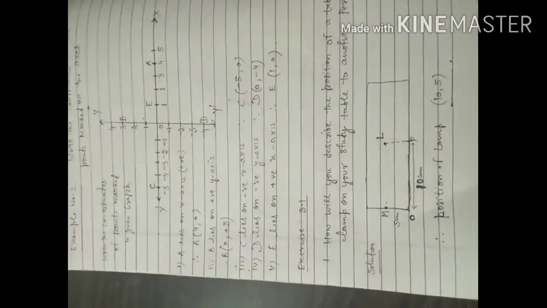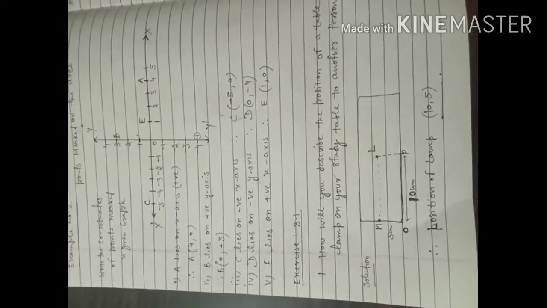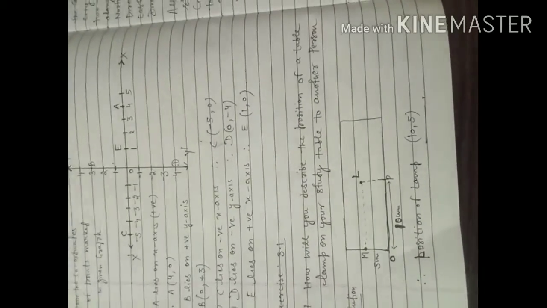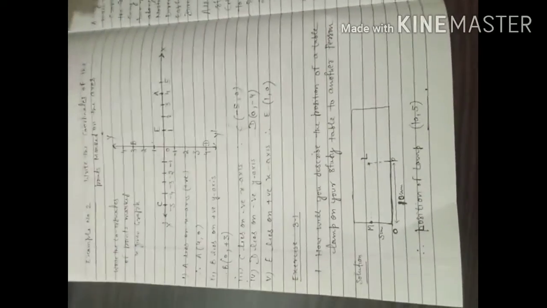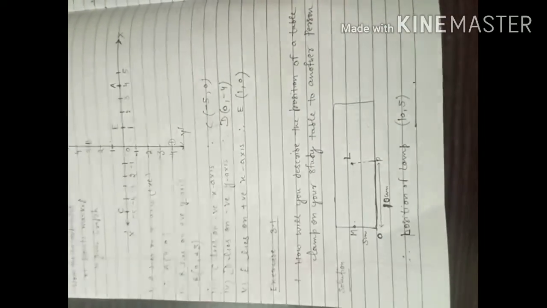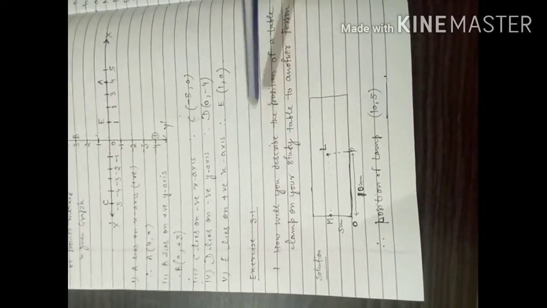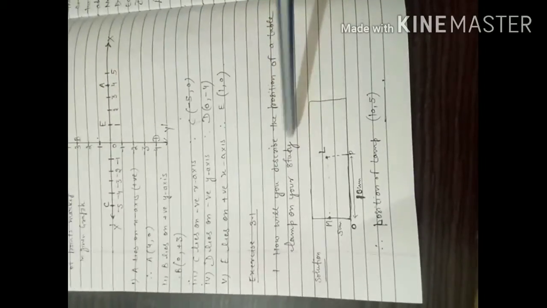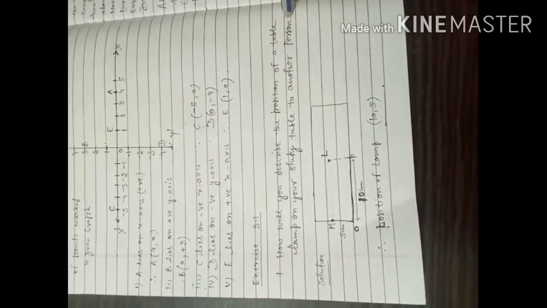Let us move on to our exercise 3.1. This exercise is based on activity. Question number 1. How will you describe the position of a table lamp on your study table to another person?